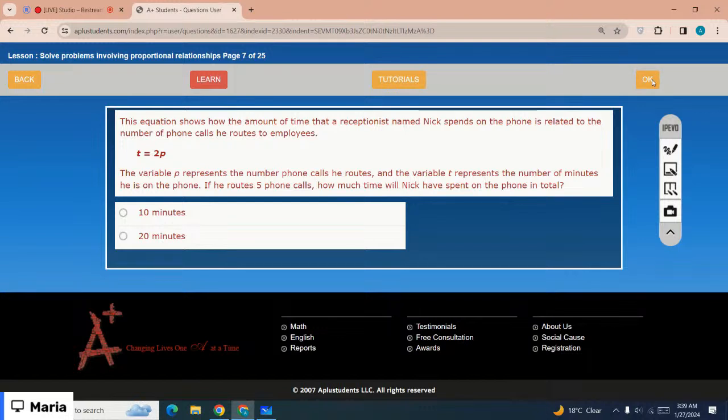The next one: this equation shows how the amount of time that a receptionist named Nick spends on the phone is related to the number of telephone calls he routes to employees. t equals 2p. The variable p represents the number of phone calls he routes, and the variable t represents the number of minutes he is on the phone. If he routes 5 phone calls, how much time will Nick have spent on the phone in total? So, which is the correct option?